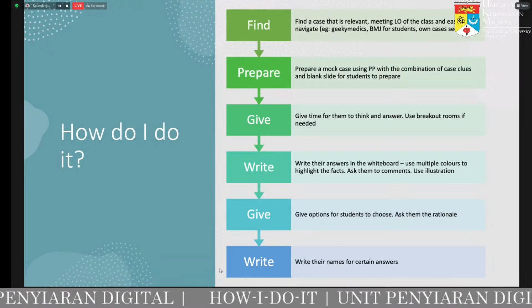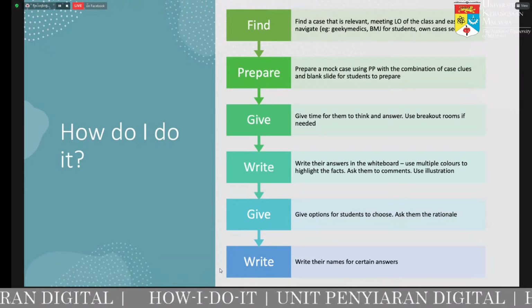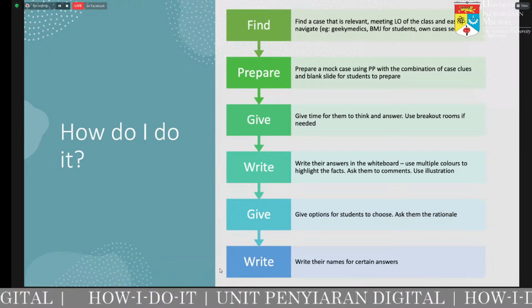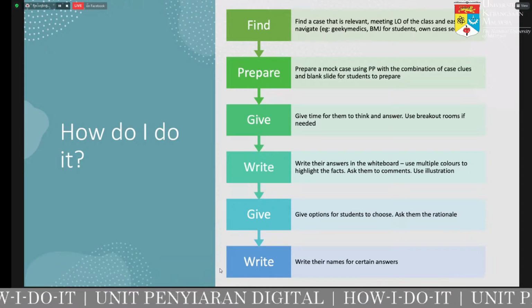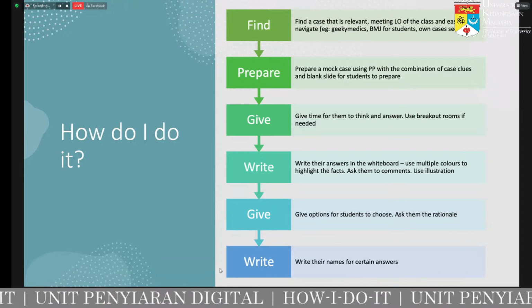So I'm just going to show a few videos about how it looks to navigate through the software from the student's point of view. Okay, so just bear with me. There's a few videos here.